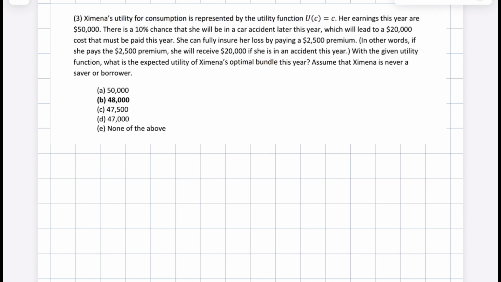The individual we have, with a name I don't necessarily want to attempt, has a utility function represented by utility of consumption equals C. So she has that constant utility function. Her earnings are $50,000. This is her income. And she has a 10% chance that she'll be in a car accident and lead to a $20,000 loss. Then it says, with the given utility function, what is the expected utility of her optimal bundle this year?